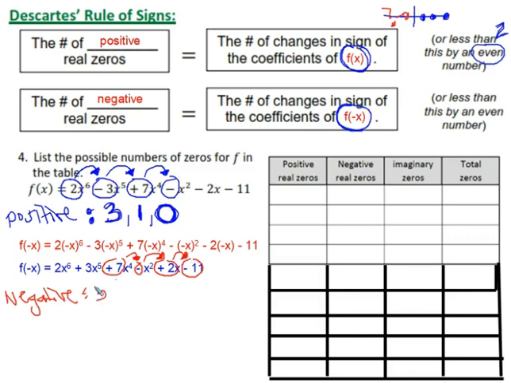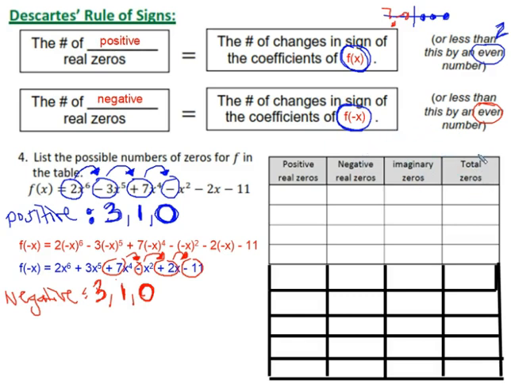So again, we can have 3, possibly 3, or 2 less than this, which would be 1, but we could also have none. Okay, we might not have any on the left-hand side. So we're going to use this information to determine how many zeros we actually have, how many positives, how many negatives, how many imaginaries, as well as the total zeros.